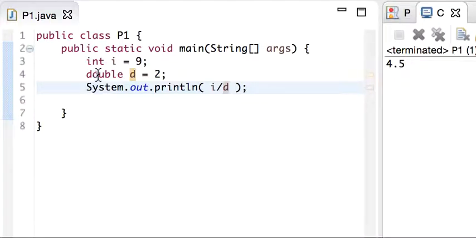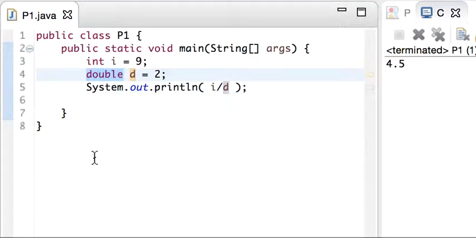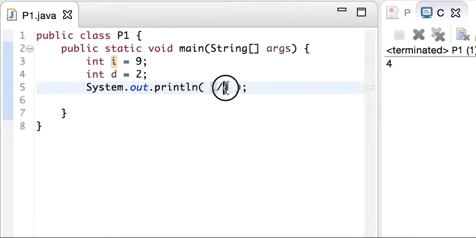What if this was an integer? Now what is the result? If I run it, the result is 4, not 4.5. It is because an integer divided by another integer is an integer. So the floating part is truncated, and the 0.5 is gone.